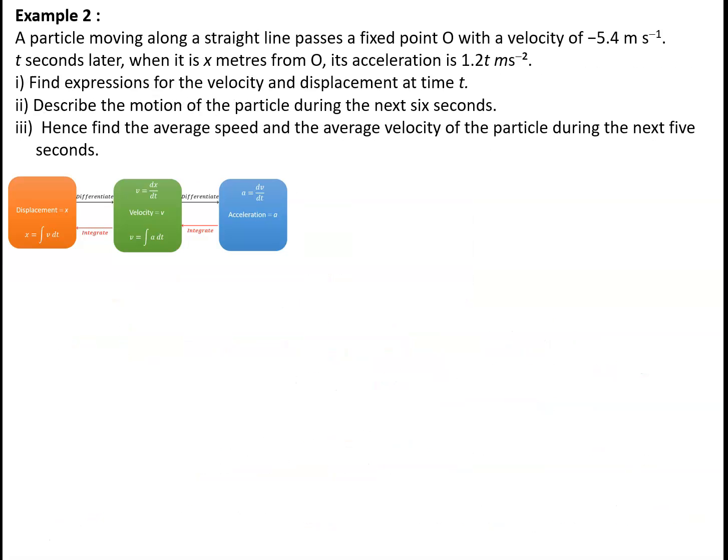Moving on to example 2, a particle moving along a straight line passes a fixed point O with a velocity of minus 5.4 meters per second. T seconds later, when it is x meters from O, its acceleration is 1.2 t meters per second squared. Find expressions for the velocity and displacement at time t. Describe the motion of the particle during the next 6 seconds, and find the average speed and the average velocity of the particle during the next 5 seconds.